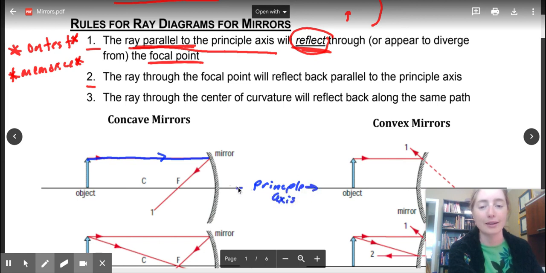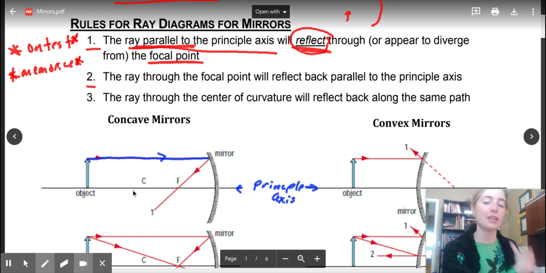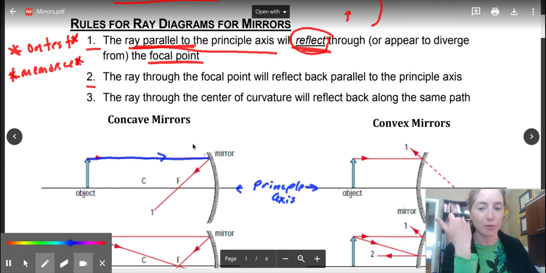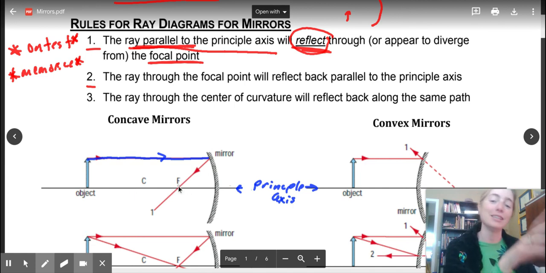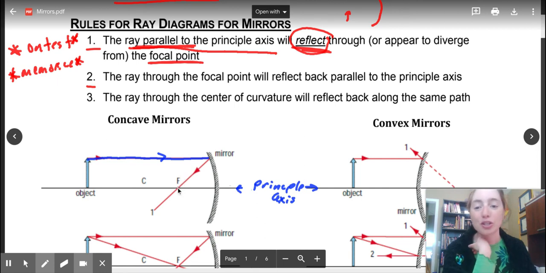So that guy there is your principal axis. You have your C, our center of curvature, right there on our principal axis. If this circle continued and our mirror was a whole circle, that is where the center would be, and F is half of that distance. Because our focal point is halfway to the center of curvature, that is where we're going to be drawing our line to fit with rule number one.